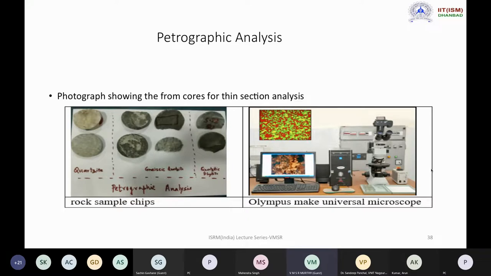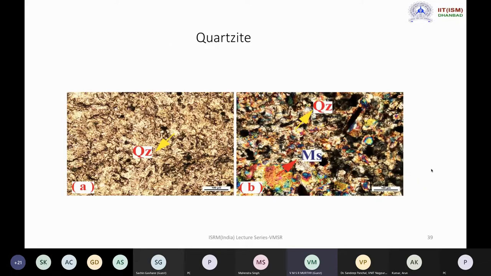As most of you are aware, petrography provides a lot of insights, so I don't have to explain this to all of you. It's a learned gathering. You can see three rocks which I was testing in this presentation: quartzite, gneissic quartzite, and quartzitic phyllite. We conducted the petrographic analysis and tried to capture the hard minerals present and their abundance.